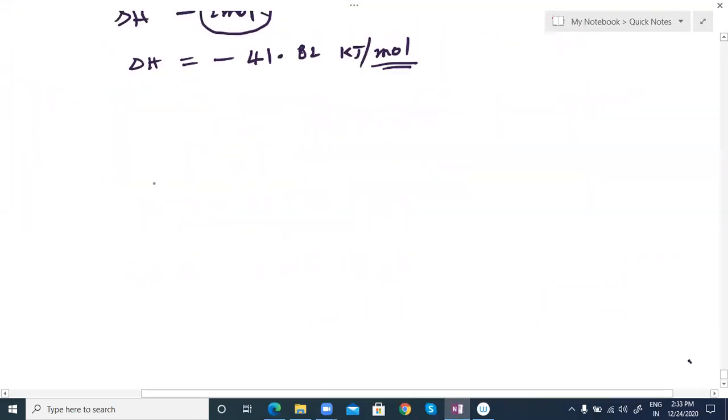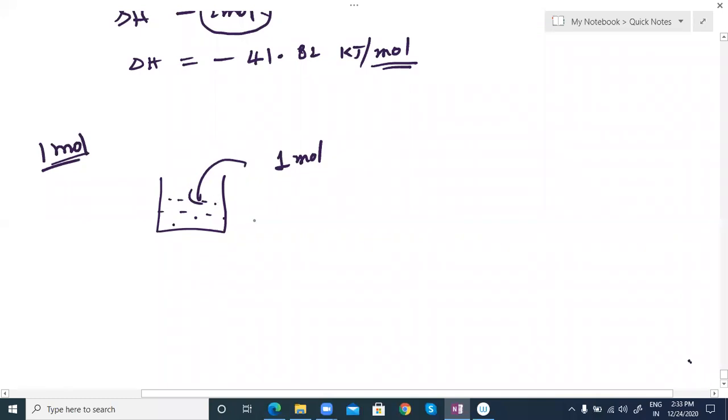Enthalpy means energy only. Suppose I am taking a solution, then we are dissolving. Mostly our reference is 1 mole, keep in mind. So 1 mole of substance I am dissolving here, then how much energy is released? That we call enthalpy of solution. In that case, suppose cation and anion are there, you have to consider both.